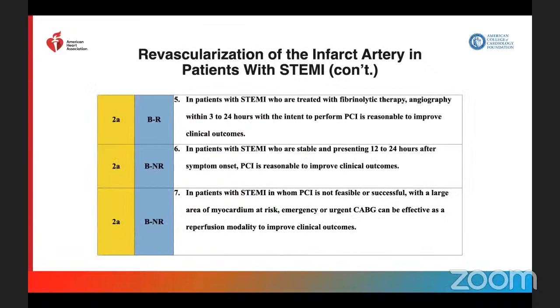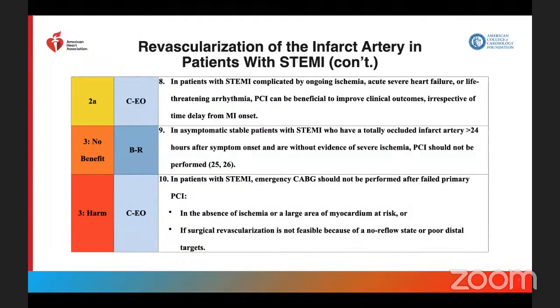Five, in patients with STEMI who are treated with fibrinolytic therapy, angiography within 3 to 24 hours with the intent to perform PCI is reasonable to improve clinical outcomes. Six, in patients with STEMI who are stable and presenting 12 to 24 hours after symptom onset, PCI is reasonable to improve clinical outcomes. Seven, in patients with STEMI in whom PCI is not feasible or successful, with a large area of myocardium at risk, emergency or urgent CABG can be effective as a reperfusion modality to improve clinical outcomes. And all three of them are class 2A.